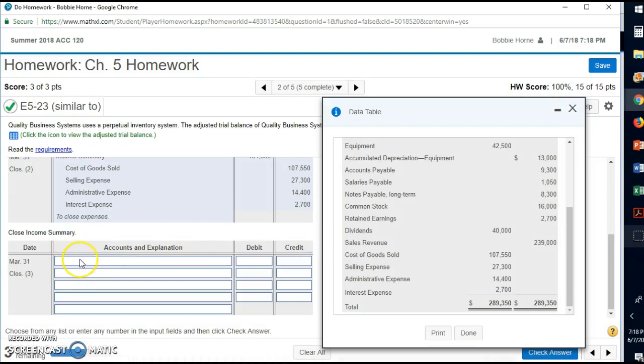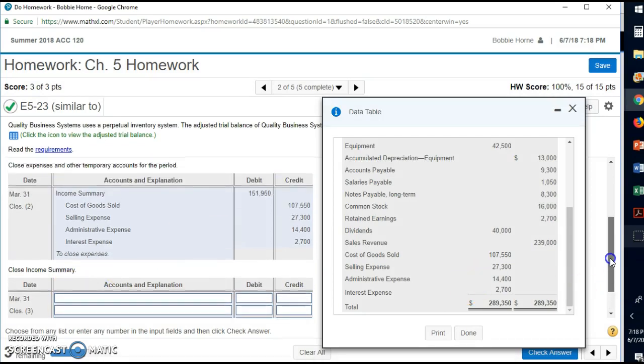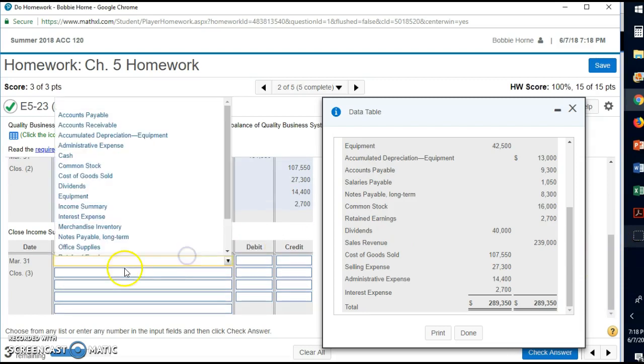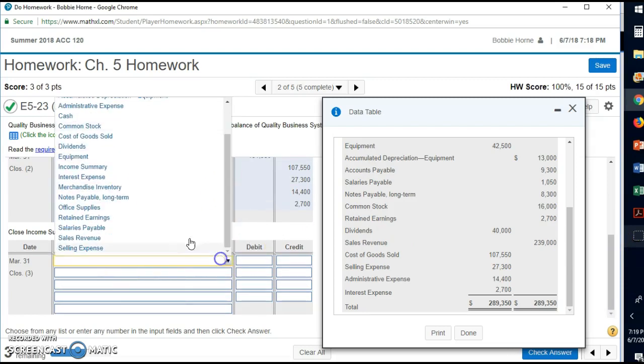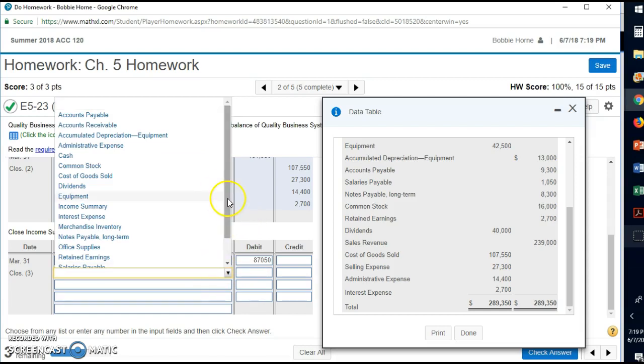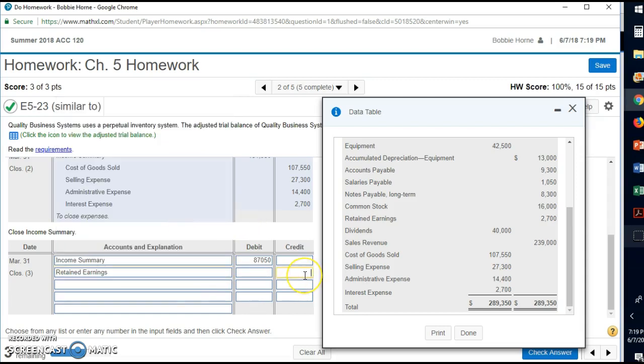Now we have to close income summary. Well, income summary has a credit of $239,000. That's your revenue that you closed into it, and then you close your expenses to it, and the difference would be $87,050, and that would be a credit balance. So to close it, we're going to debit it for $87,050, which is the difference between those two. And then we're going to credit retained earnings because we're closing it to retained earnings.